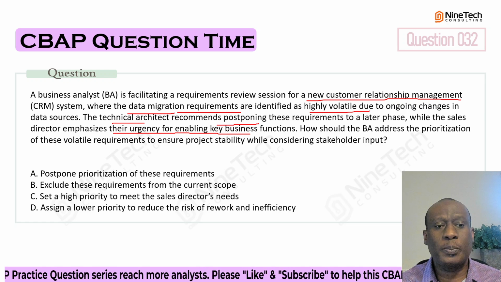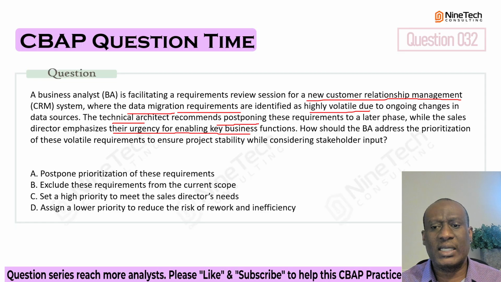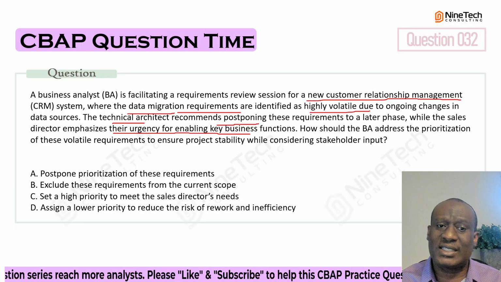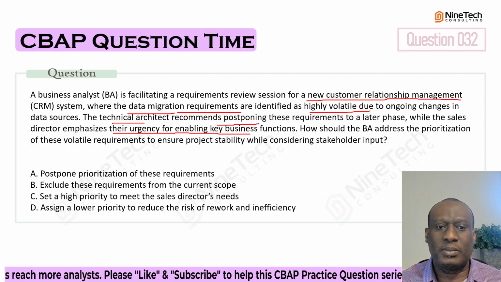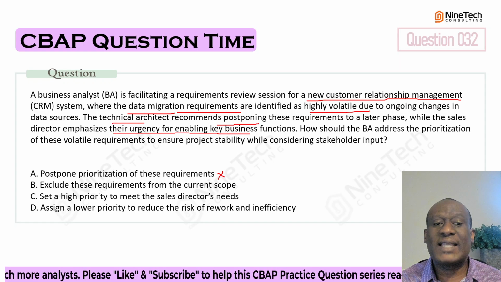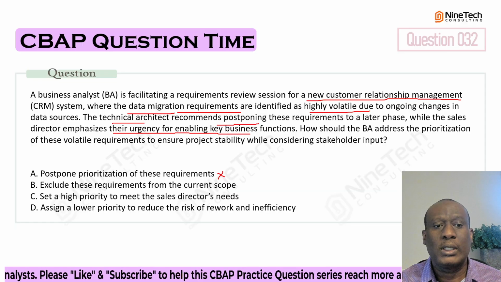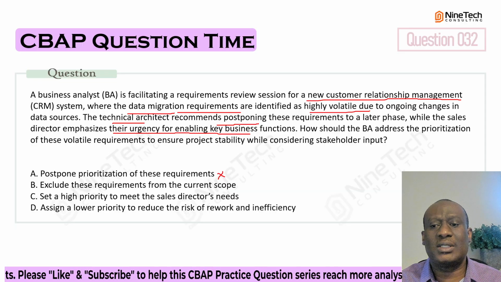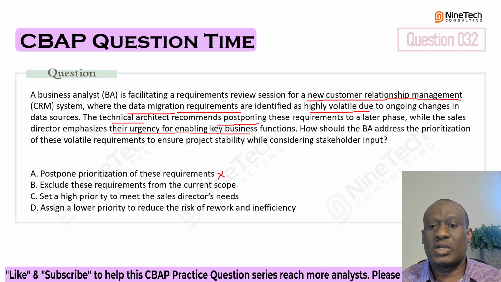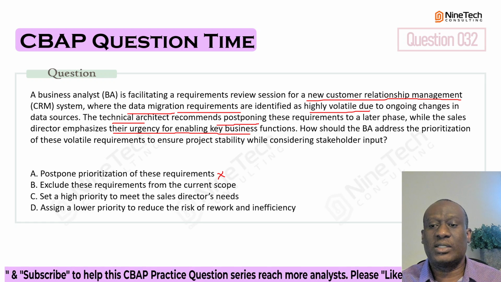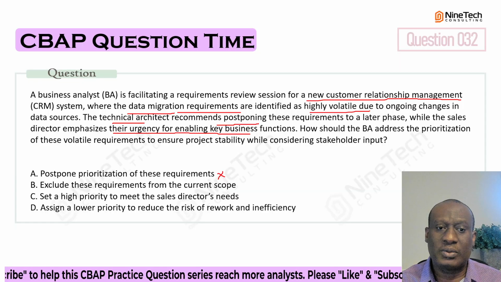Okay, option A, postpone prioritization of these requirements. I would not say that. Postponing prioritization just suggests delaying the prioritization. So it is not answering the question. It is not solving the problem. So I'll say no to that. Option B, exclude these requirements from the current scope. Excluding them from this current scope is based on what the sales director is saying. You don't want to do that because that's an important stakeholder, and that might potentially undermine the CRM system. So I would say no to that.